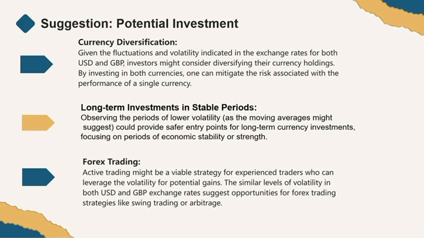The third, forex trading. Active trading might be a viable strategy for experienced traders who can leverage the volatility for potential gain. The similar levels of volatility in both USD and GBP exchange rates suggest opportunities for forex trading strategies like swing trading or arbitrage.